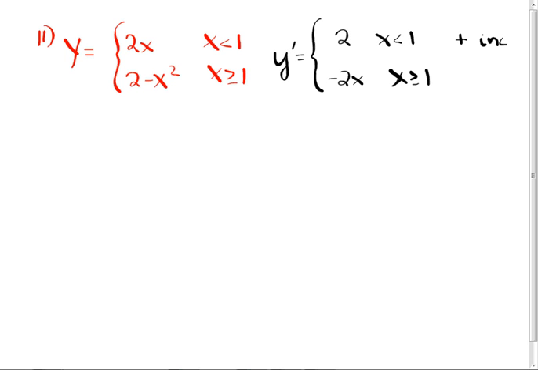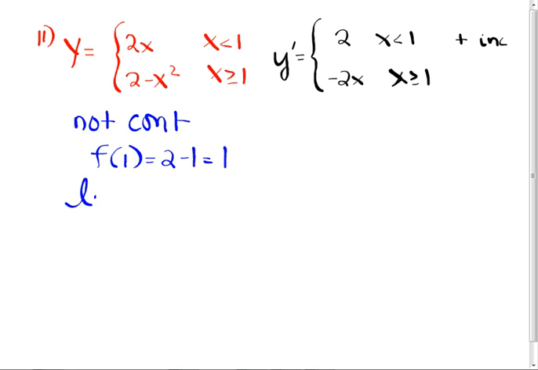So I guess what I can't do then? I can't have the derivative there either. Right? If it's not continuous, it can't have a derivative. So this is not continuous because f of 1 is equal to 2 minus 1, which is 1, and the limit from the left side, as x approaches 1, of 2x is equal to 2. So if you wanted to graph it, you could.